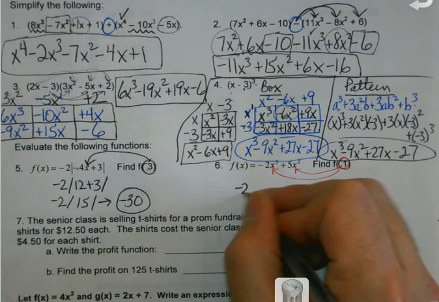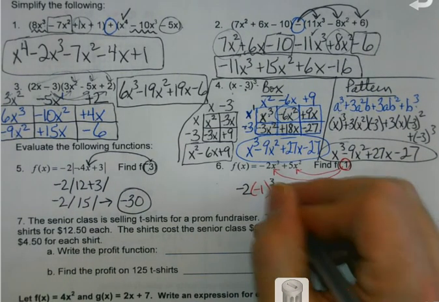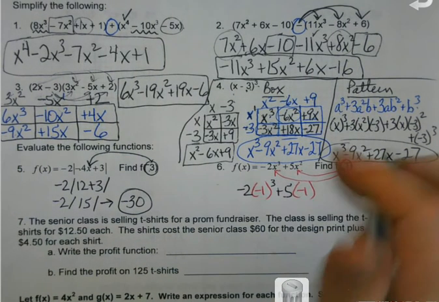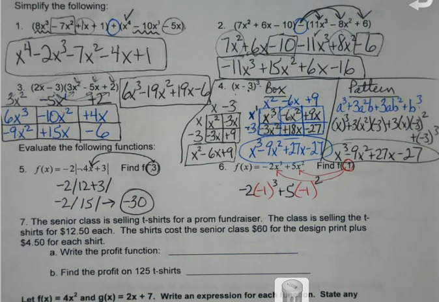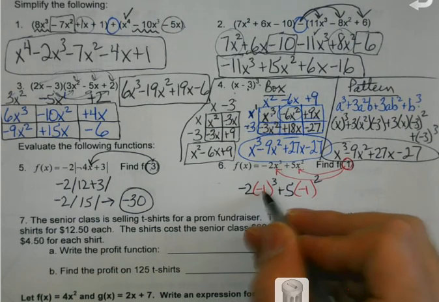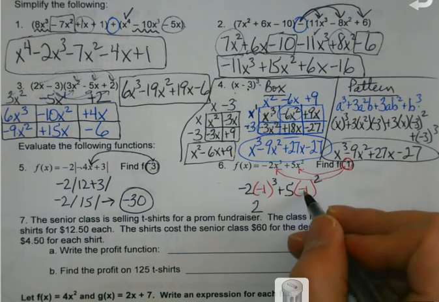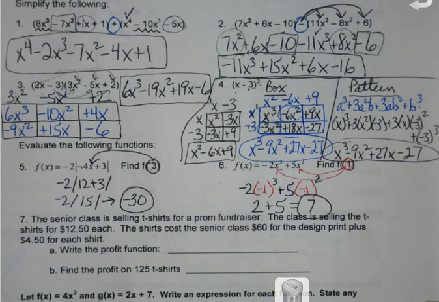So like here, negative 2 times negative 1 cubed plus 5 times negative 1 squared. Now if you just want to type that into the calculator just as is and get an answer, that's fine. Otherwise, let's see. This would be negative 1 times negative 2 is 2. Negative 1 squared is 1 times 5 is 5. So I believe we're going to get an answer of 7 here.